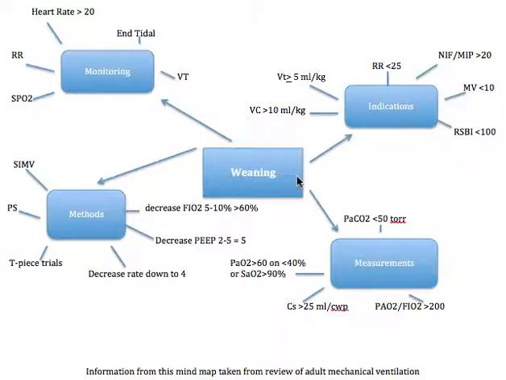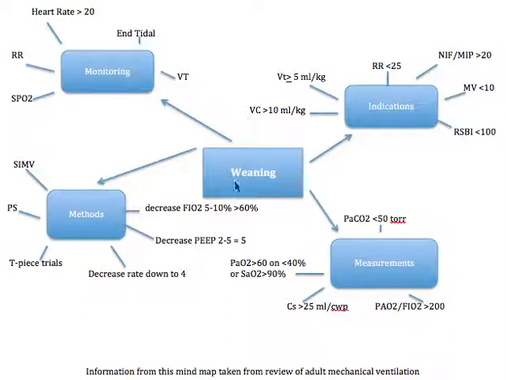So if we look down here, weaning in the measurements, so these are the different actual measurements that you can do, right? So you want to make sure your CO2 is less than 50. Your PaO2 is greater than 60 on 40% oxygen, or your saturation is greater than 90%. Your compliance is greater than 25. And then your PaO2 to FiO2 ratio is greater than 200.